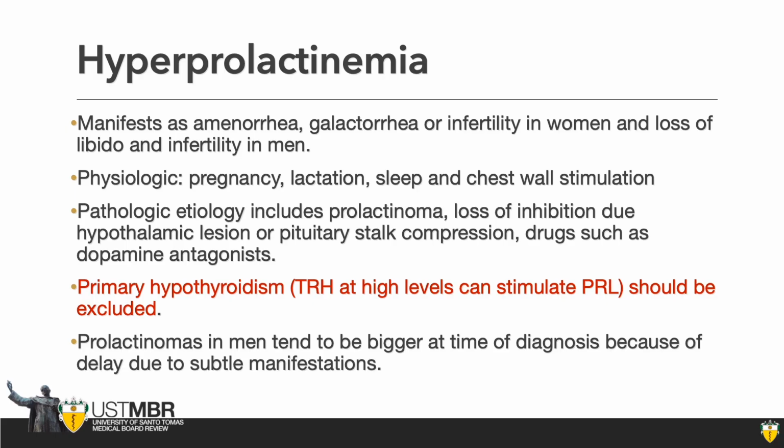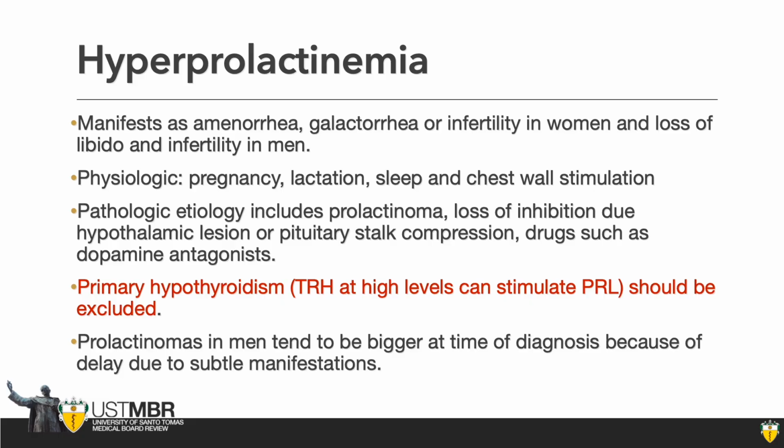The physiologic causes of hyperprolactinemia are pregnancy and lactation. It also goes up during sleep and chest wall stimulation. Pathologic causes include prolactinoma, but in the evaluation of hyperprolactinemia, you need to rule out drugs such as dopamine antagonists used by psychiatrists.